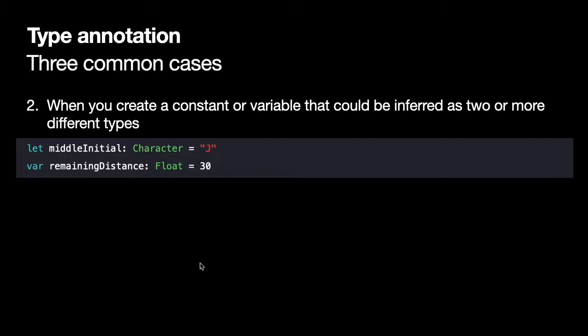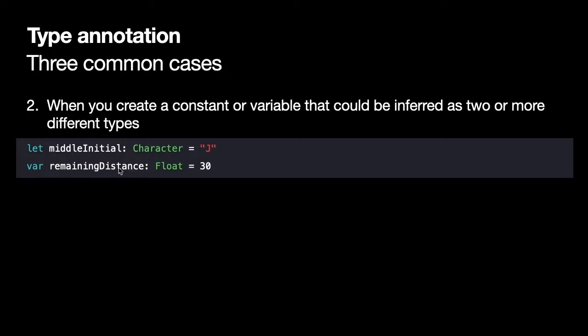The second common case where you must specify the type is when you're creating a constant or a variable that could be inferred as two or more different types. For example, here we have middle initial, and we have what is a string literal here with only a single character in it. But we don't want middle initial to be of type string, which is what the compiler would infer. We want middle initial to be of type character. In that case, we have to explicitly state that our type is character.